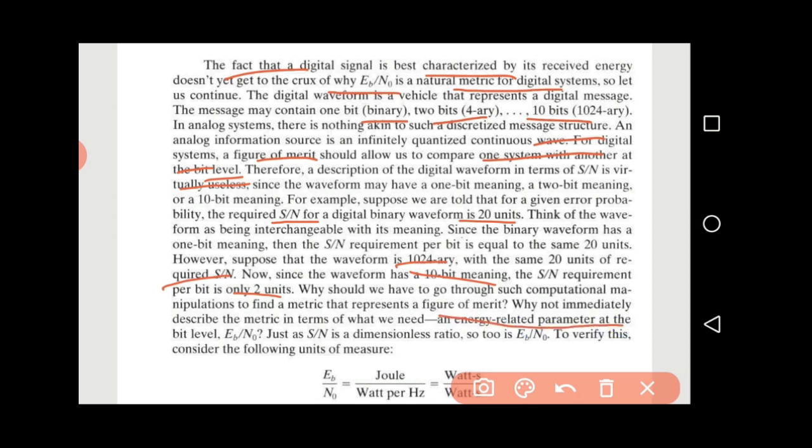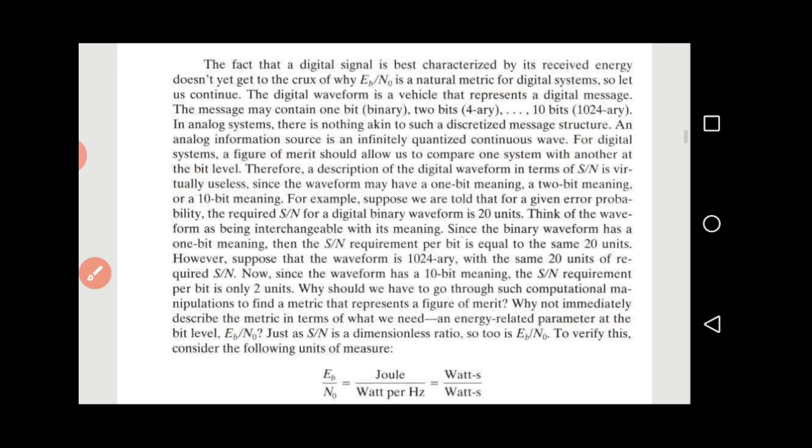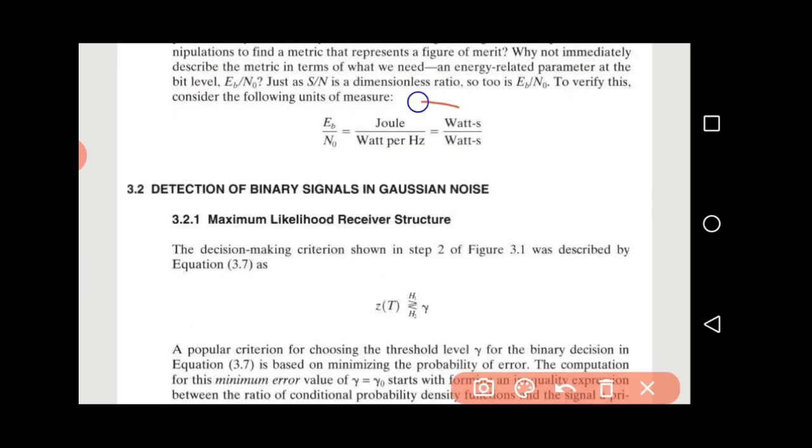An energy related parameter at the bit level, Eb/N0. Just as signal to noise ratio is a dimensionless ratio, so is Eb/N0. To verify this, consider the following units of measurements. Here we see that both Eb and N0 will have the same unit.